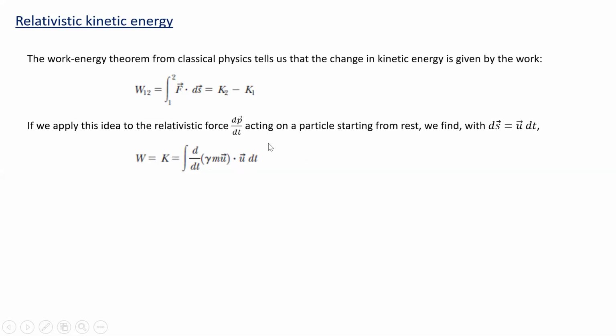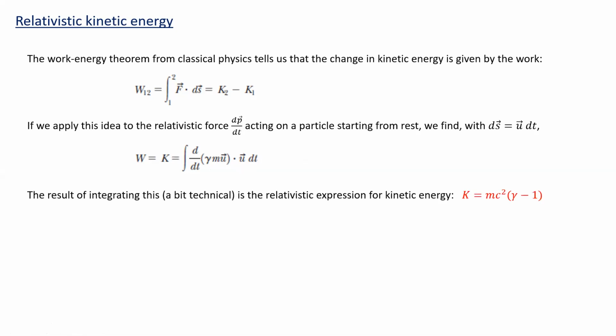And integrating this expression is a bit technical, and it's done in the textbook, or it involves an integration by parts. I won't go through the details of that here, but if we integrate it, we get a relativistic expression for the kinetic energy, which is given by mc squared times gamma minus 1. Okay, so mc squared times gamma minus 1.